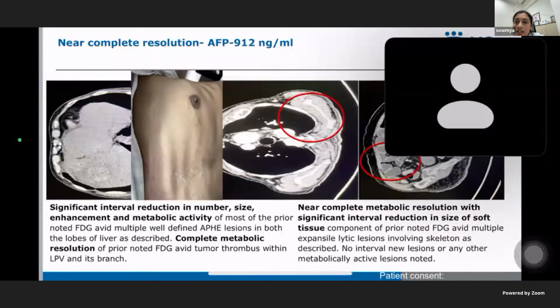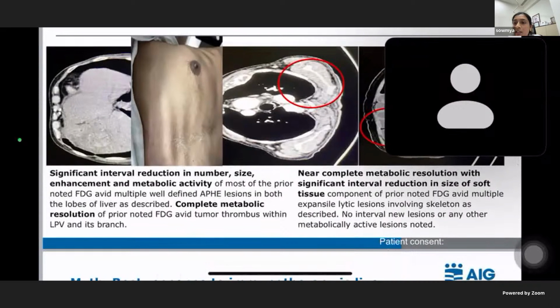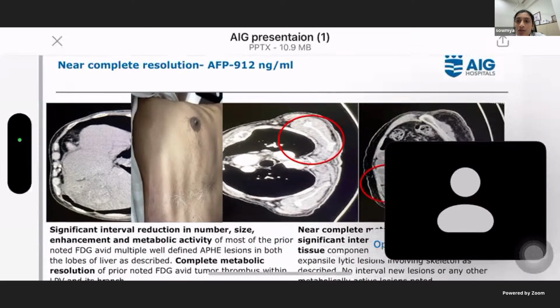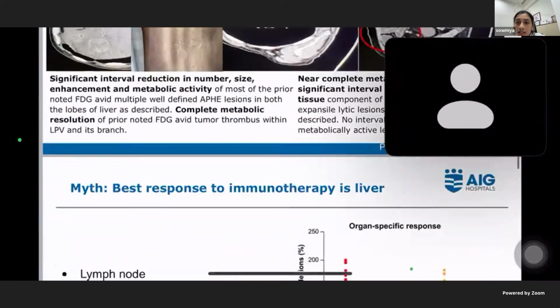There was a significant reduction in number and size and enhancement and metabolic activity of most of the prior noted FDG-avid multiple well-defined APHE lesions in both lobes of liver, and complete metabolic resolution in prior noted FDG-avid tumor thrombus within left portal vein and its branch. There was near complete metabolic resolution with significant interval reduction in size of soft tissue component in the prior noted lytic lesions involving skeleton. And there were no interval new lesions or metabolically active lesions noted, indicating that even patients with extrahepatic spread and vascular invasion are candidates to receive immunotherapy, and it works much better than oral TKI options.